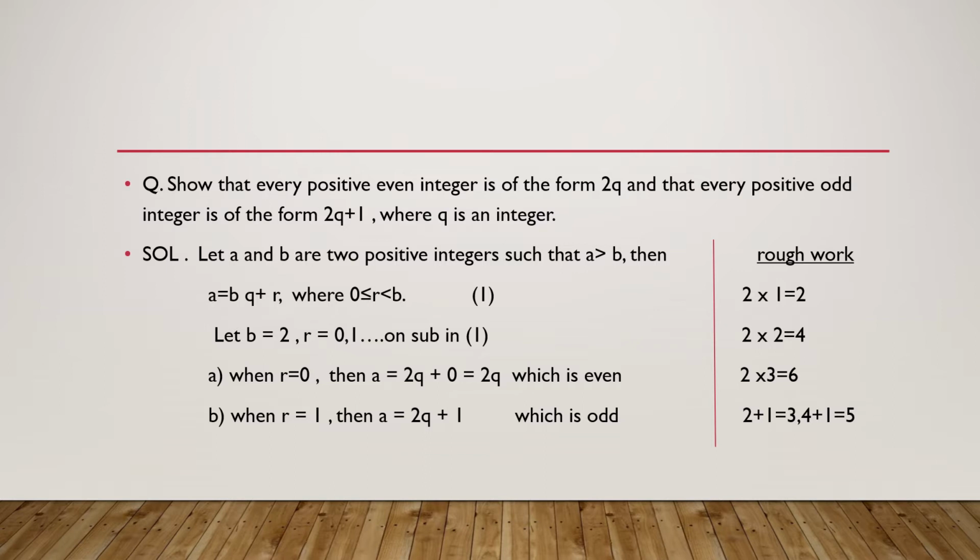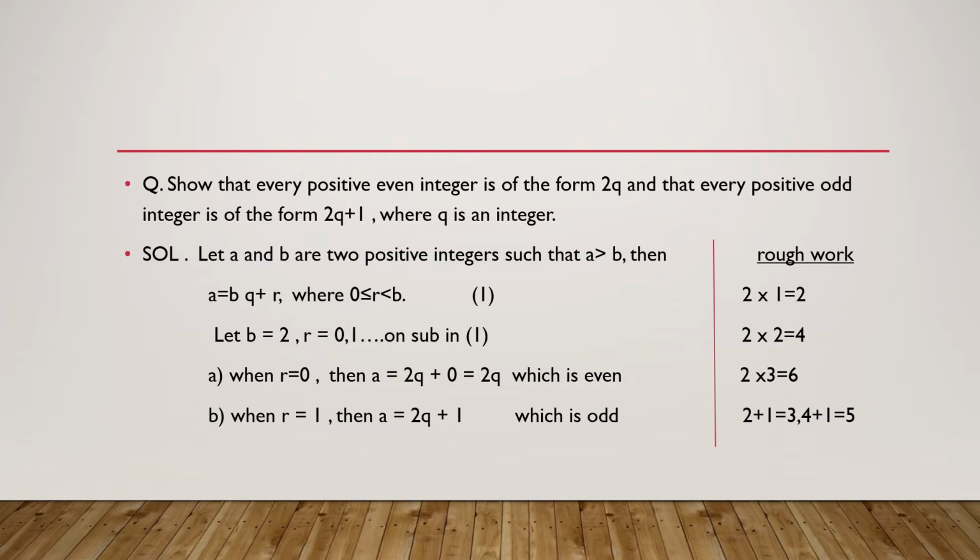Here in this, let us take b is equal to 2 and possible remainders will be 0 and 1 because remainder is less than 2. So let us see what is the dividend when r is 0. When r is 0, dividend a will be equal to 2q plus 0, that is 2q, which is even. We know that if we multiply any integer with 2, it will come out to be an even integer. For example, 2 ones are 2, 2 twos are 4, 2 threes are 6, 2 tens are 20. All these numbers are even numbers.